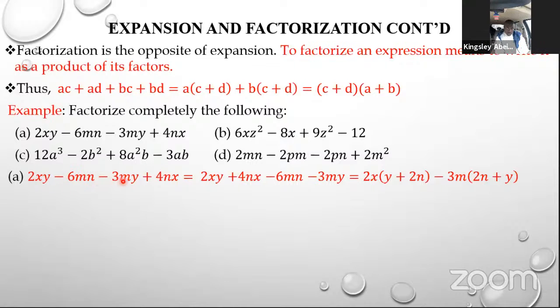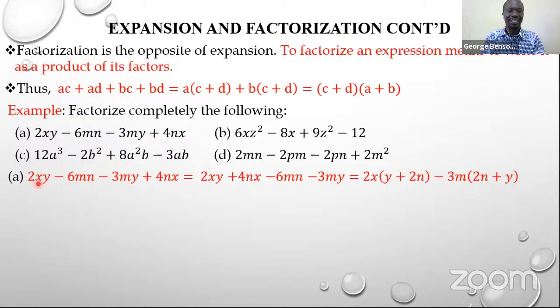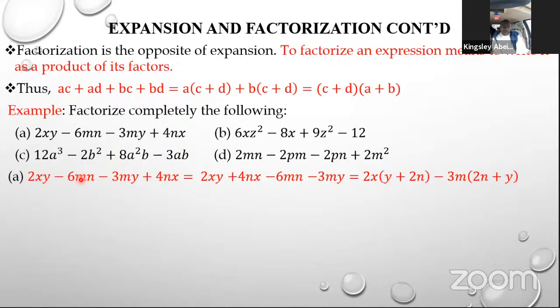So what we'll do is that we will try to put the like terms together. When you look at it, I have x here and I have x here. So I can put this 2xy and then 4nx together because the x will be common to them. Are you with me? I said I have x here, I have x here, so I can put the x's together. Is that okay? Then I have m here, I have m here, so I can put this and this together.